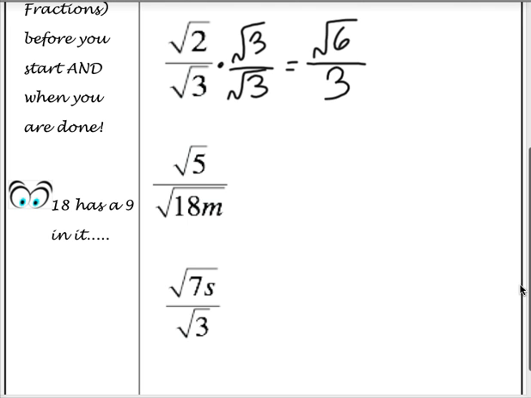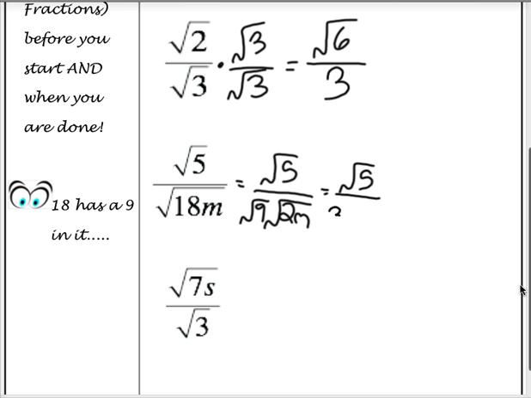Looking at our next one, square root of 5 over square root of 18m. Looking at that 18, it actually has a number that can pull out. Square root of 18, you can actually pull a 9 out of that and be left with a 2m inside the radical. And again, the reason I'm pulling that out is because that square root of 9 becomes a 3. So I've simplified my radical expression now.